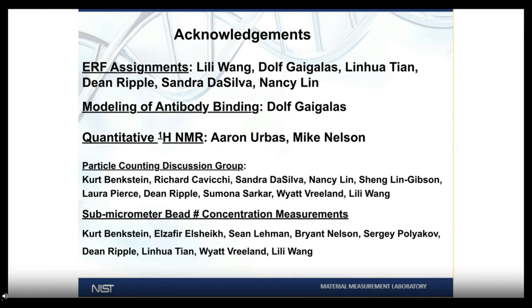And we also have groups at NIST which meet periodically where we have particle counting discussions and also submicron bead number concentration measurement discussions. And this latter group is also doing all of the measurements that I'll be talking about next.